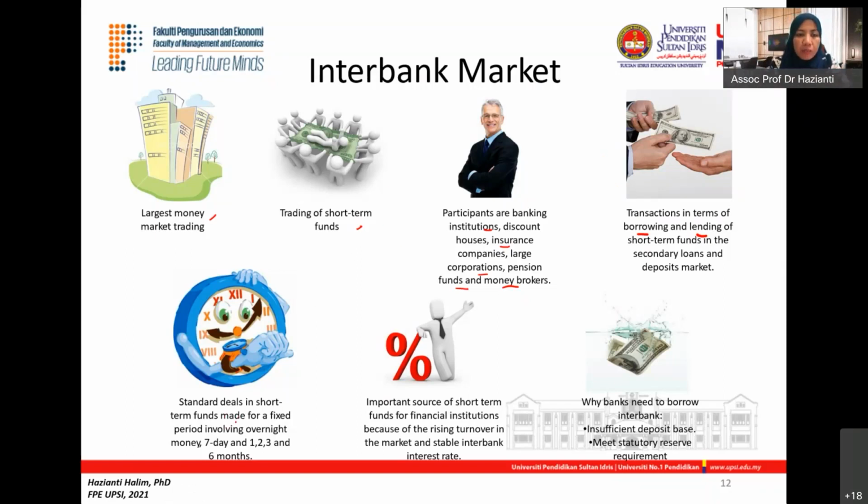Standard deals in short-term funds are made for a fixed period involving overnight money, 7 days, 1, 2, 3 and 6 months. Right, so here we're talking about interbank, masih lagi bank dengan bank. It is an important source of short-term funds for financial institutions because of the rising turnover in the market and stable interbank interest rates. Remember last week kita dah tengok all those OPR, BLR and also base rate kan. So again, this is the money market operation.